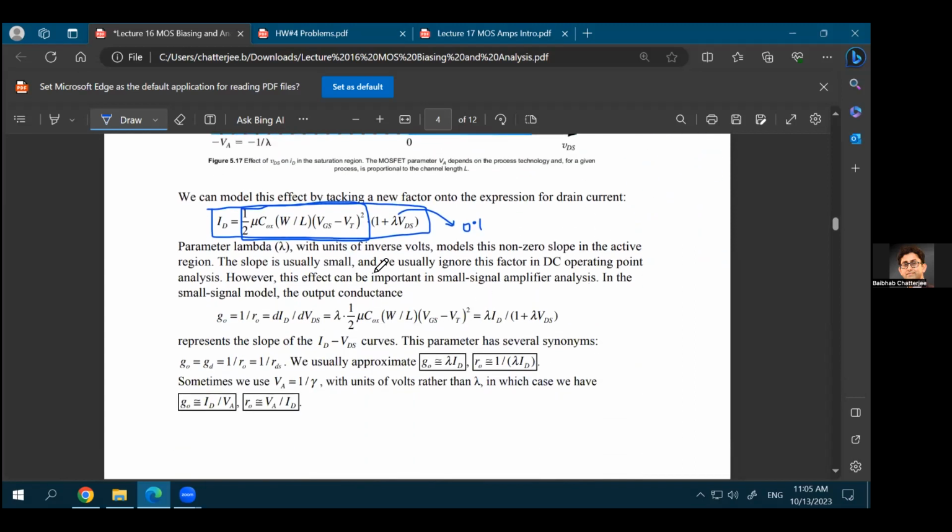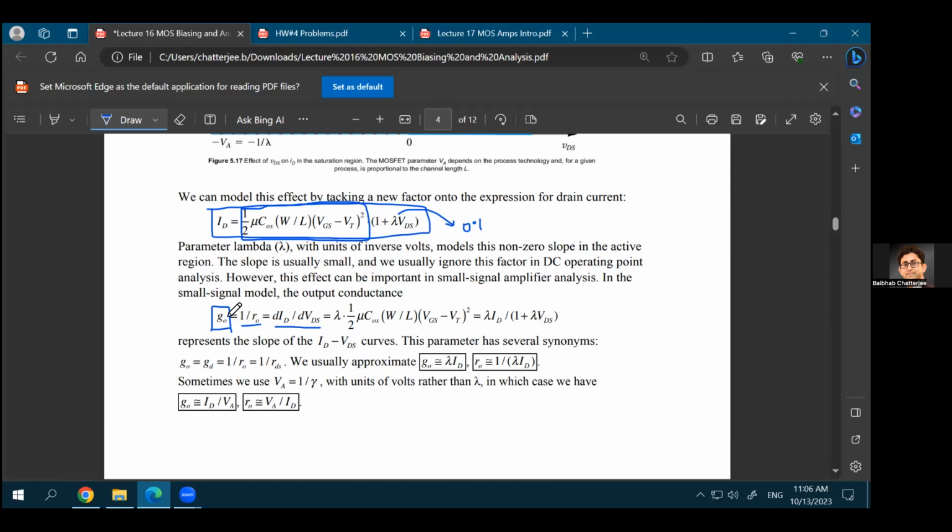And you can also calculate the slope from this equation. What you need to do is take del ID, del VDS. So you take a derivative of this ID equation with respect to VDS. That would give you your 1 upon RO. And 1 upon RO can also be represented as GO, which is basically your output conductance. So 1 upon resistance is your conductance. I should say output conductance, not transconductance, because transconductance has a different meaning and we'll come to that.